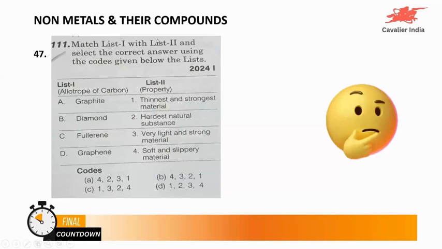Next, match list 1 with list 2 and select the correct answer using the code given below. List 1 has graphite, diamond, fullerene and graphene. List 2 is given. Which is the answer? Options. Just try again. Let me check your answers.